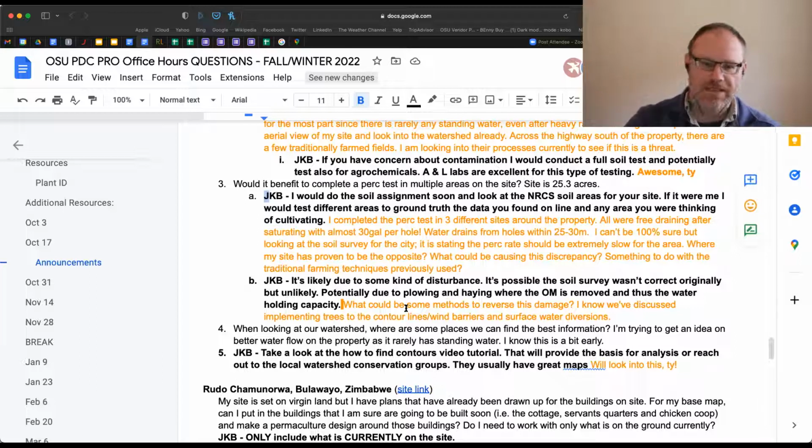So your next question was, what could be some methods to reverse the damage? I know we've discussed implementing trees on contour. Yeah. So generally what we have to start doing is we have to start thinking ecologically about our soils. And this is largely what regenerative agriculture is talking about, biodynamics is talking about, Korean natural farming, permaculture, regenerative agriculture, you name it. Basically, there's a couple of tenets. First and foremost, keep living plants in the soil as long as possible.